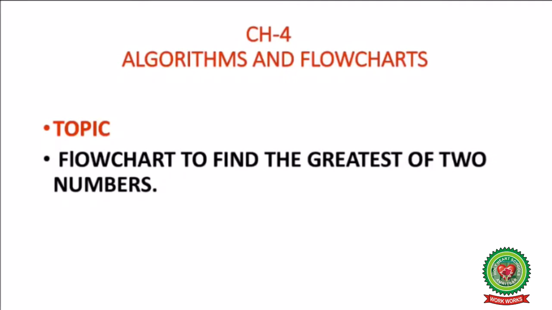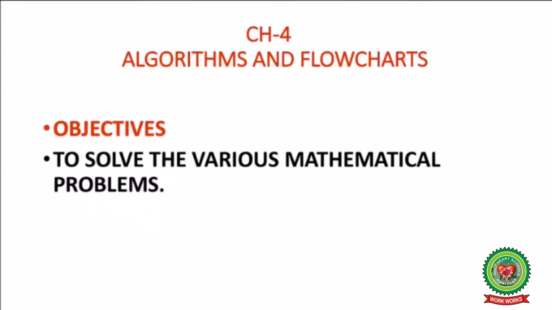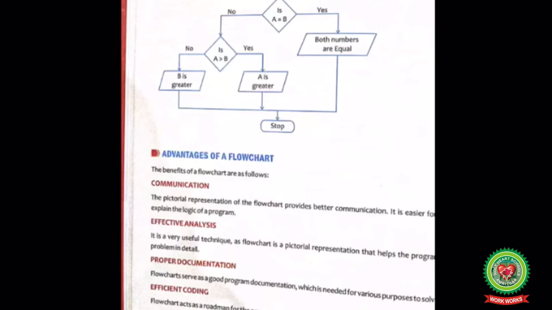Topic we will discuss today: flowchart to find the greatest of two numbers. Objectives: its main objective is to solve the various mathematical problems. Look at your book on page number 48. Example 3. Find the greatest of two numbers. Now we will discuss this flowchart.